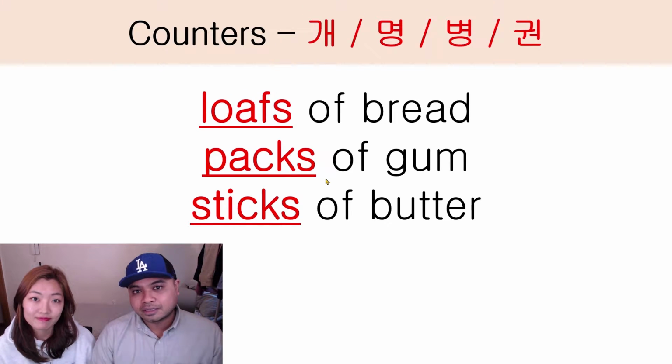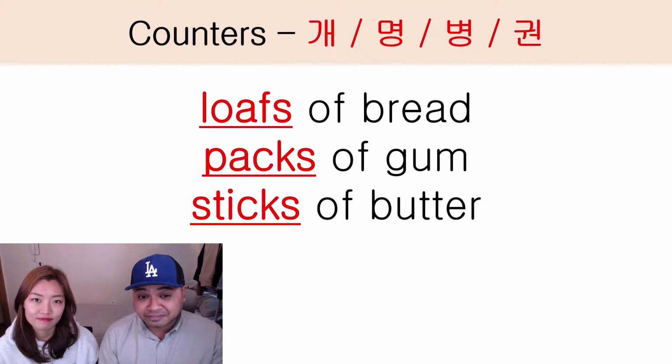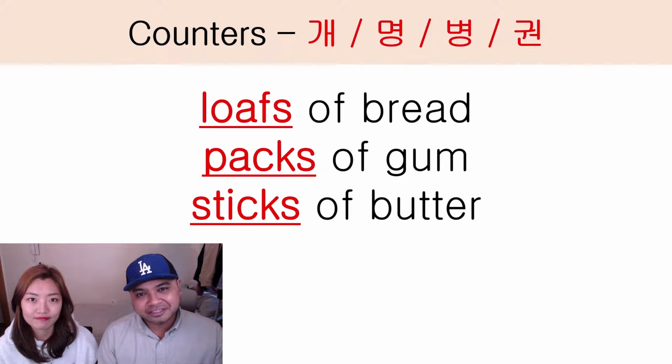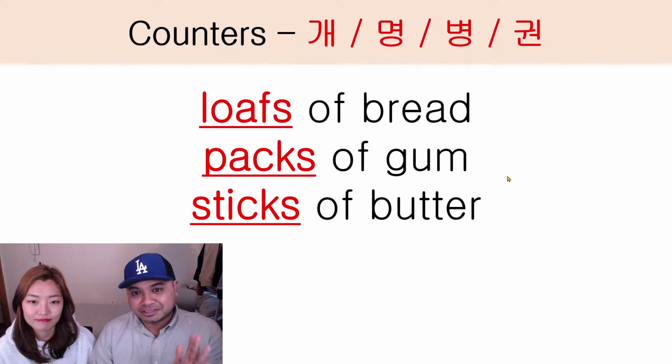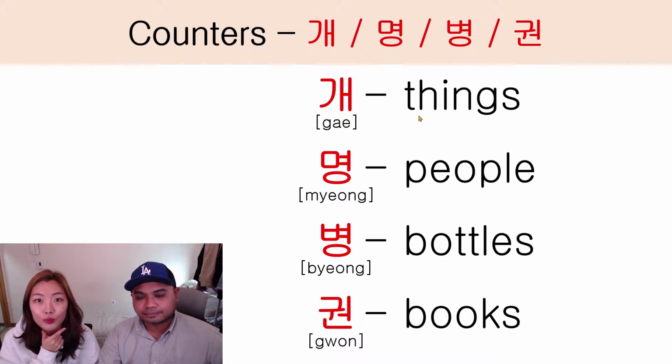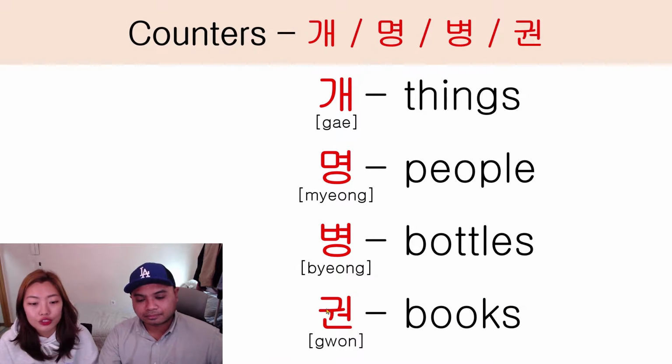In Korean, they also have the same thing. And literally there are hundreds of counters. There's no way you can learn them right now, especially in the beginning stages. But don't worry, in Korean, you can use the common counters that they have. So when you count things, you use 개. And when you count people, you use 명. When you count bottles, you use 병. And when you count books, you use 권.